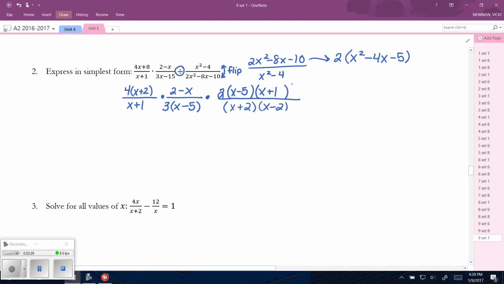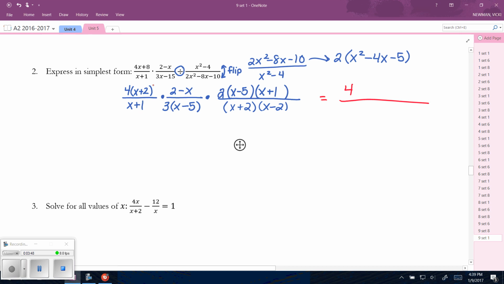So now I can cancel. Anything that I have a match in the top and bottom cancels. So I always like to go left to right. I have a 4 on the top. Do I have any constants on the bottom? Yeah, I've got a 3. But that doesn't reduce. Keep going. No other constants. So the 4 is going to stay. So he's going to be in my answer.